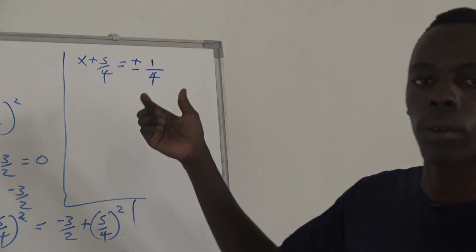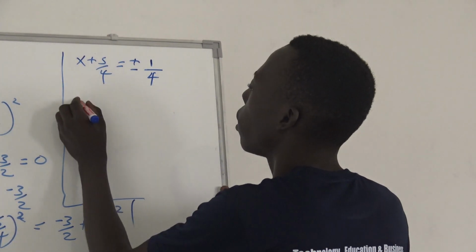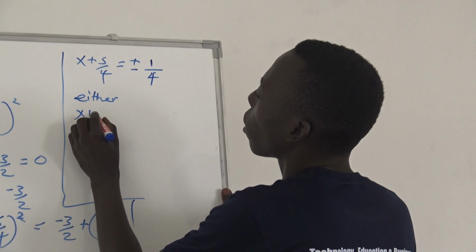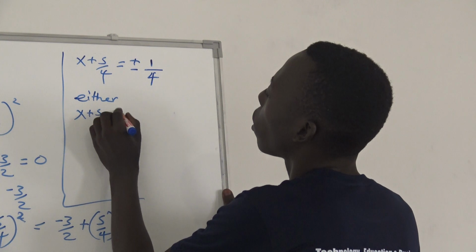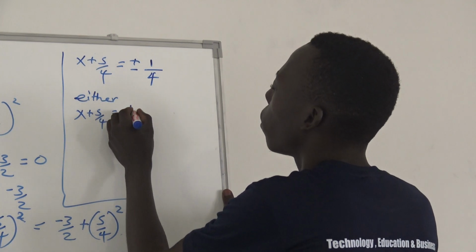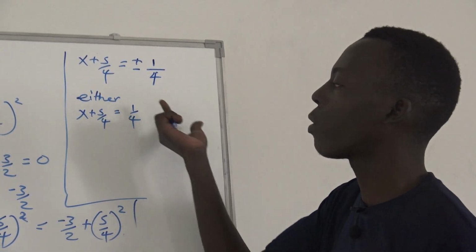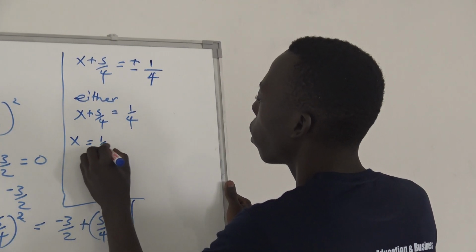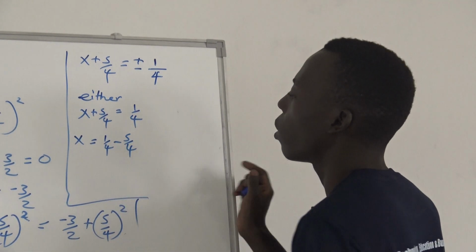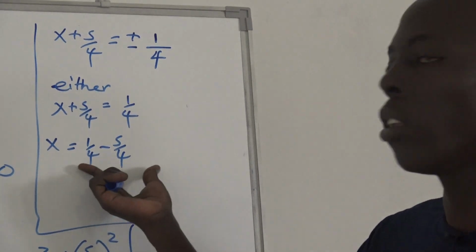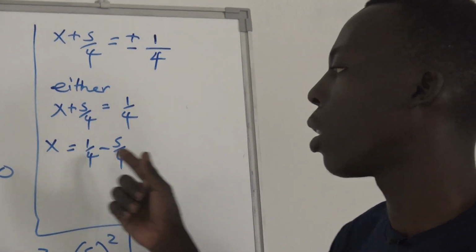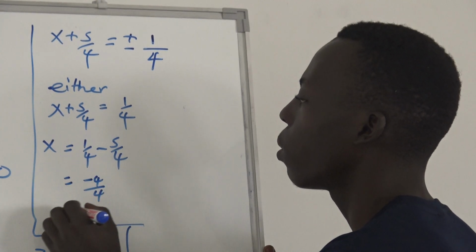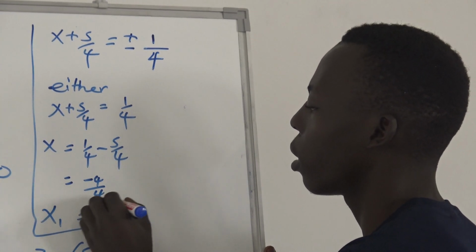So I said when you reach here, you say now either x plus 5 out of 4 equals, you begin now with a positive, which is a quarter. So take this one to this side. When you take this one to this side, it becomes x equals a quarter minus 5 out of 4. Since the denominators are the same, just subtract the numerators, so it becomes negative 4 out of 4. So our x1 becomes negative 1.